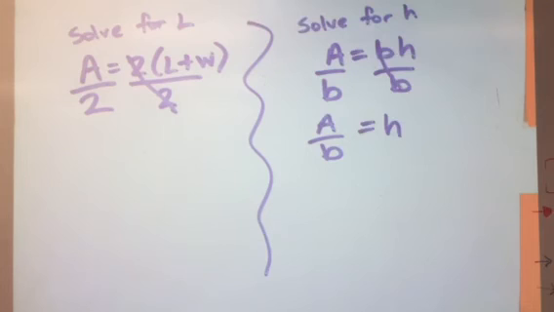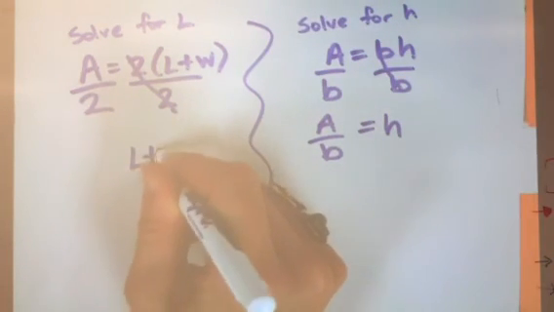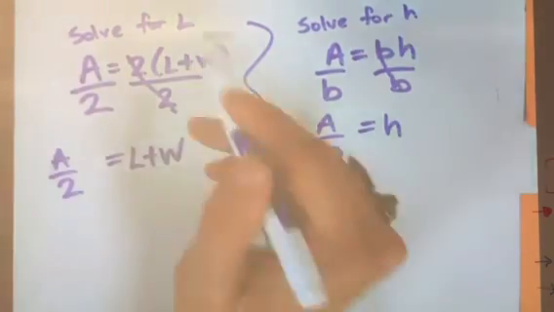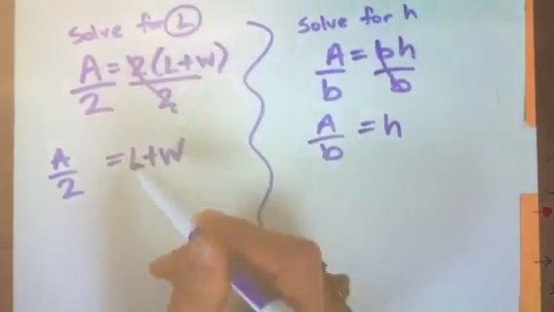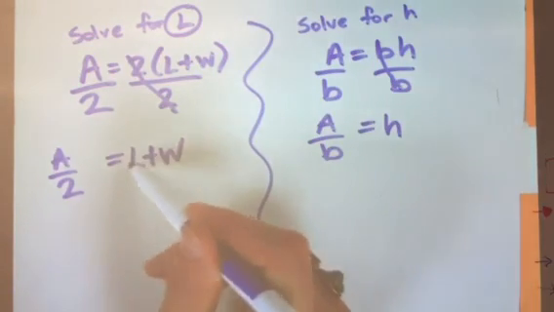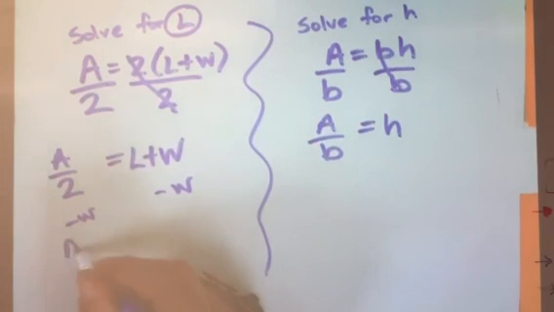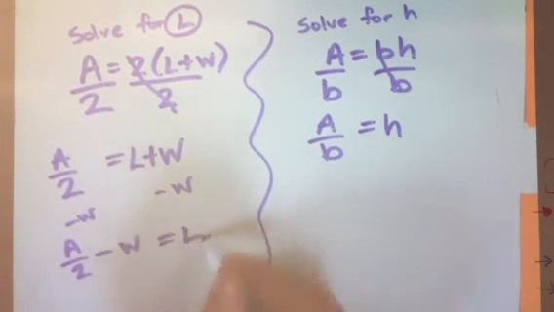When I divide by 2, I'm left with L plus W equals A divided by 2. I'm asked to solve for L, so my last step to get L by itself is to subtract W on both sides. So A divided by 2 minus W is equal to L.